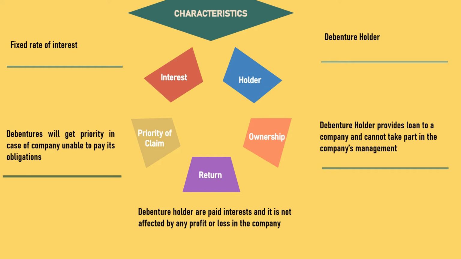Next, priority of claim. Debenture holders will get priority in case the company is unable to pay its obligations. And the last one is interest. They have a fixed redemption date and carry a fixed rate of interest so that the borrower has a non-debt servicing commitment.